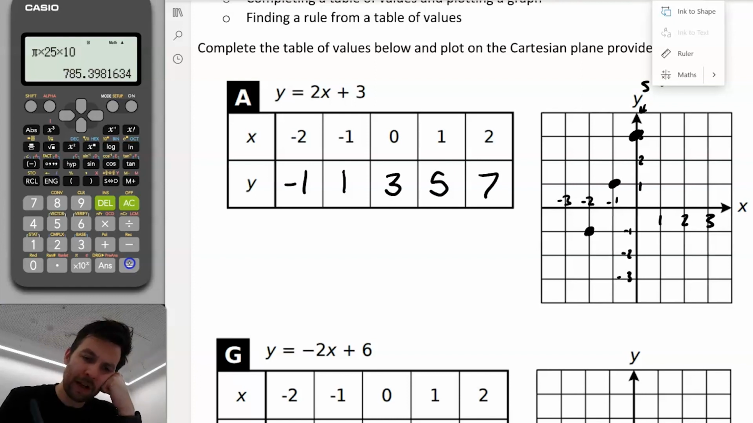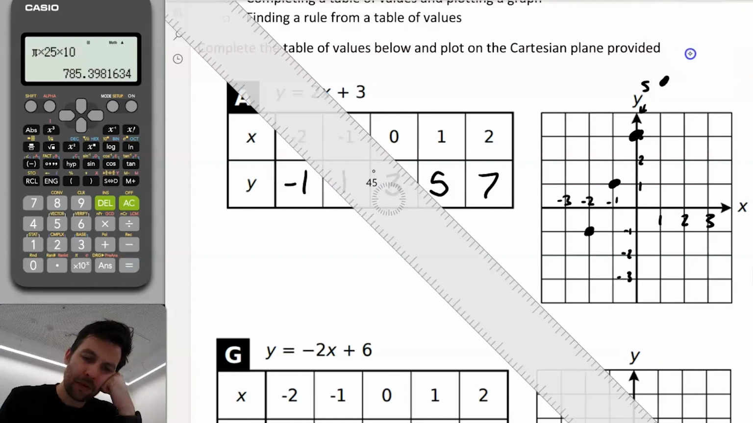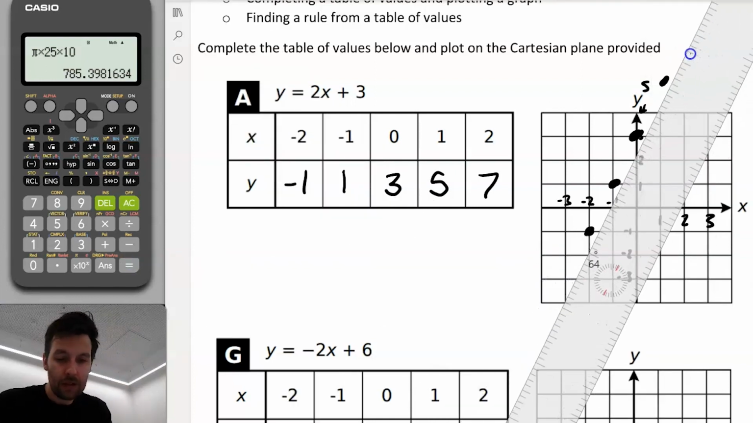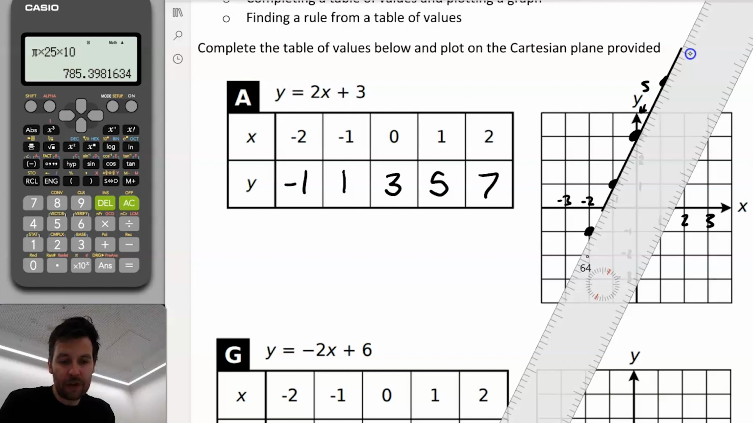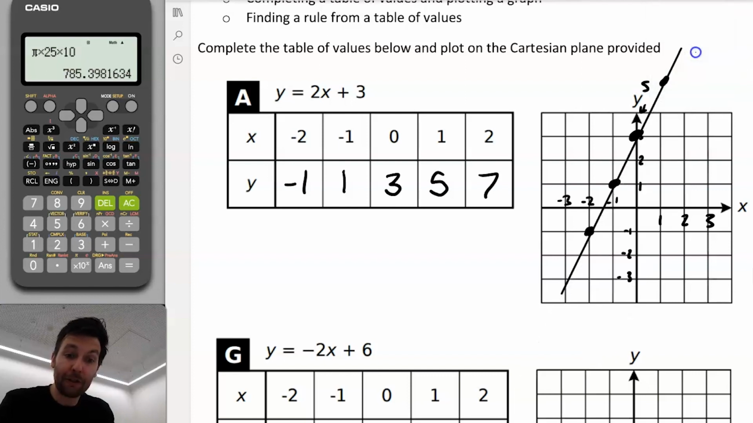If I can get mine working, I'll use it. Come on, ruler. There we go. Okay, so we want a nice straight line for this one. These rulers aren't perfect on OneNote. They don't have a totally fluid way of doing it. But you should have something like that. Because it's a linear graph, it should be a straight line.